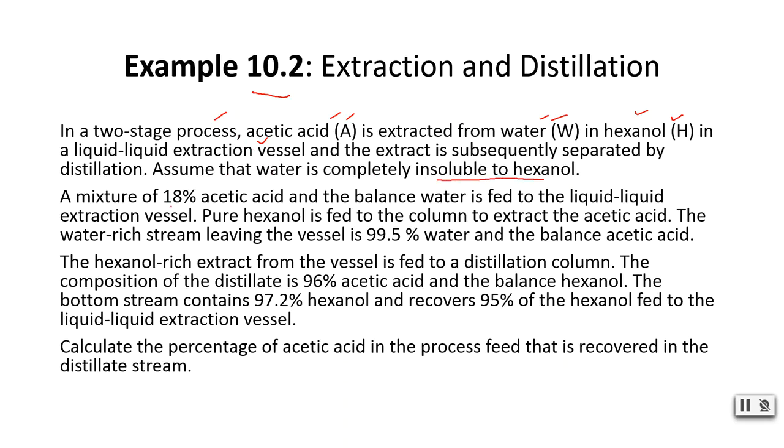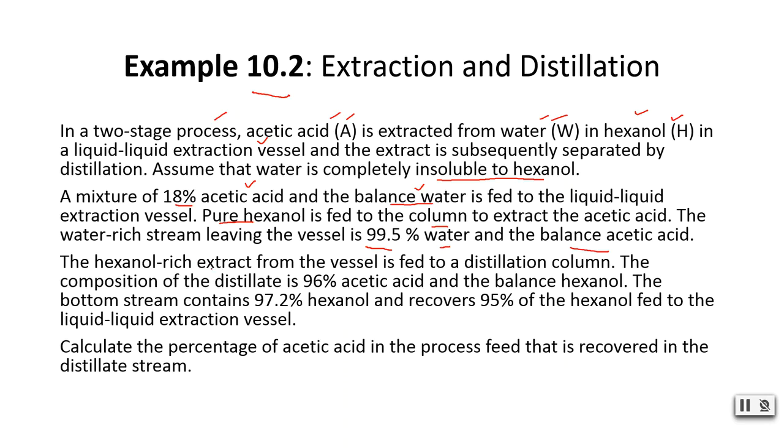A mixture of 18% acetic acid and the balance water is fed to the liquid extraction. So this is the feed, which consists of 18% acetic acid and the remaining is water, fed to the extraction process. Pure hexanol is fed to the column to extract the acetic acid, so another stream containing pure hexanol goes into the extraction process as well. The water-rich stream leaving the vessel is 99.5% water and the balance acetic acid.